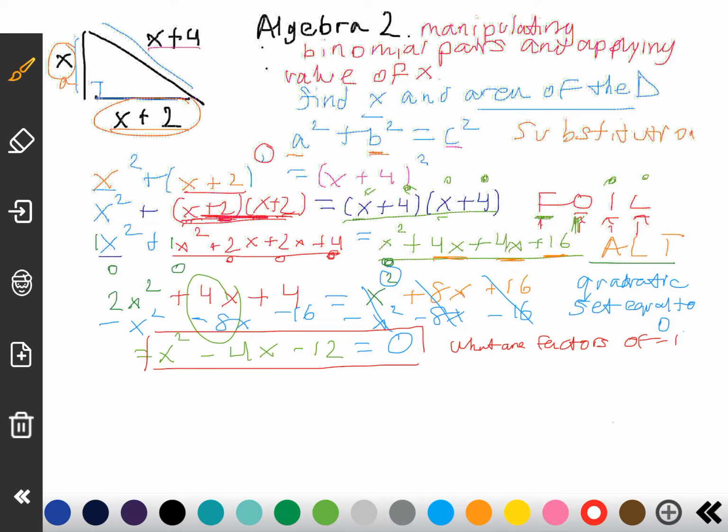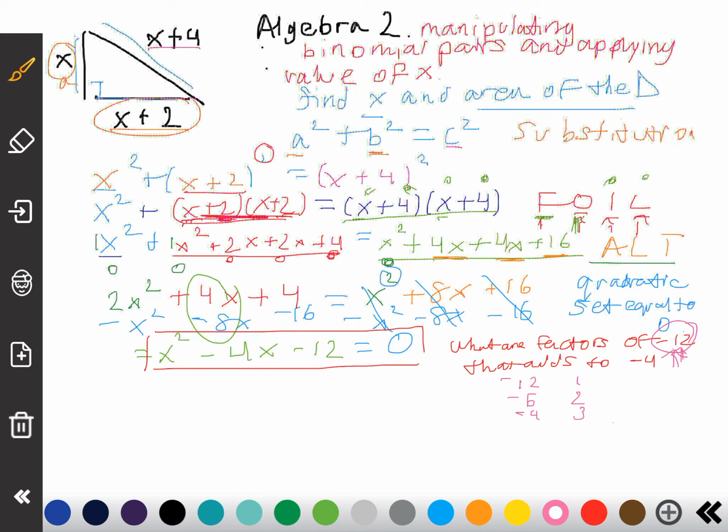of negative 12 that add to negative 4? So you need to start playing around with factors of negative 12. Factors are two numbers that multiply to this number. So why don't we start by putting negative 12 times 1. Negative 12 times 1 is negative 12. Negative 6 times 2 is also negative 12. We also have negative 4 times 3.